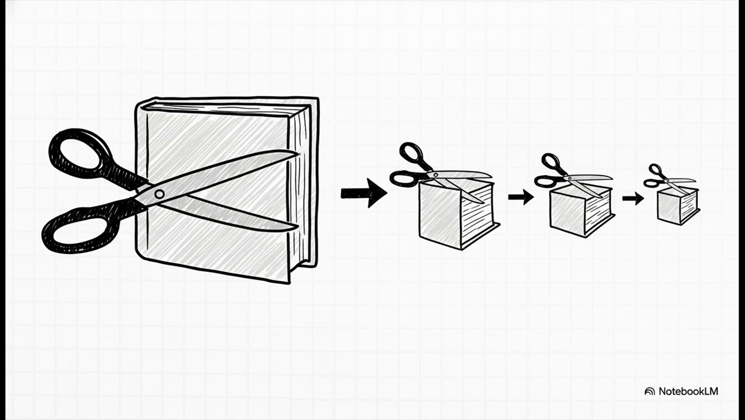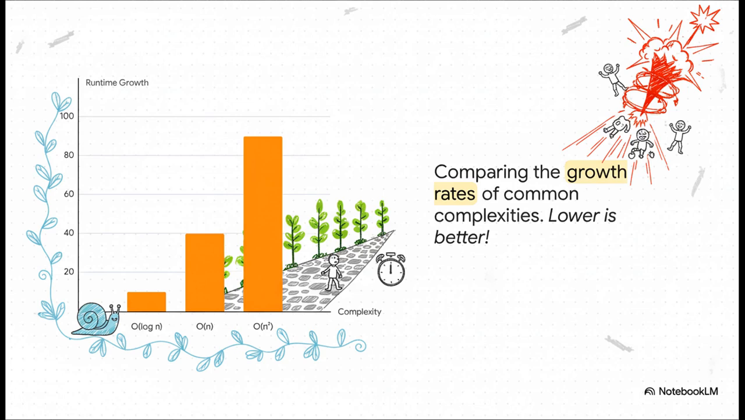It's incredibly fast. And this chart just puts it all into perspective. I mean, look at that difference. The logarithmic bar, O of log n, is barely moving. The linear one, O of n, is growing steadily. But look at the quadratic one, O of n squared. It's shooting for the moon. Seeing it like this makes it crystal clear which recipes you want to be using.